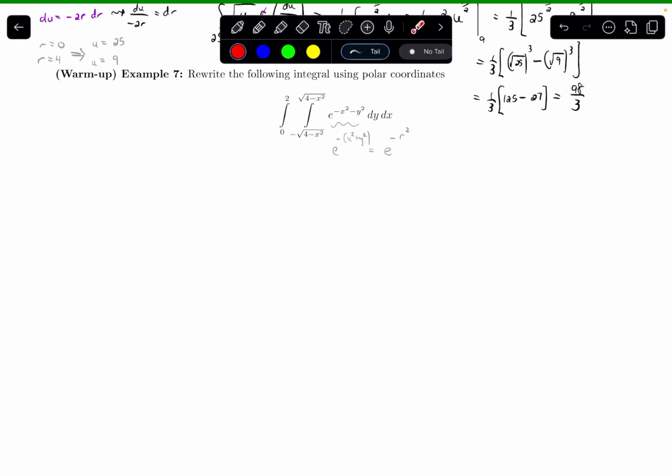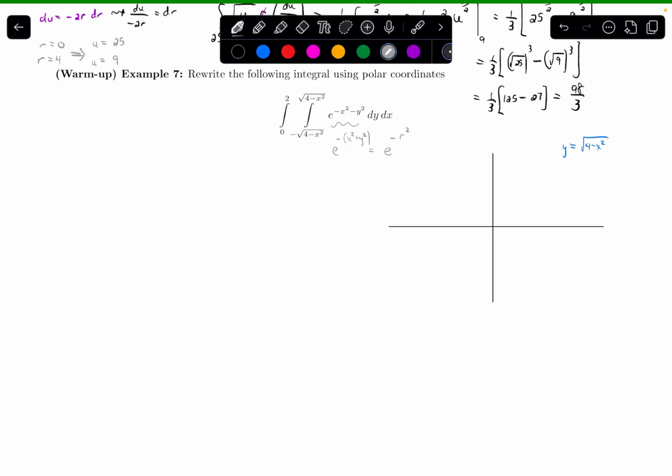Another tip-off is based on what this region looks like. So I'm going to get that part started for us, and then I'll have you pause it in just a minute to try it. So let me draw some axes. My y-axis, my x-axis. And if I look at this upper limit of integration, so this inner integral is based on y, I'll look at the equation y equals square root of 4 minus x squared. And that's the graph of a semicircle.